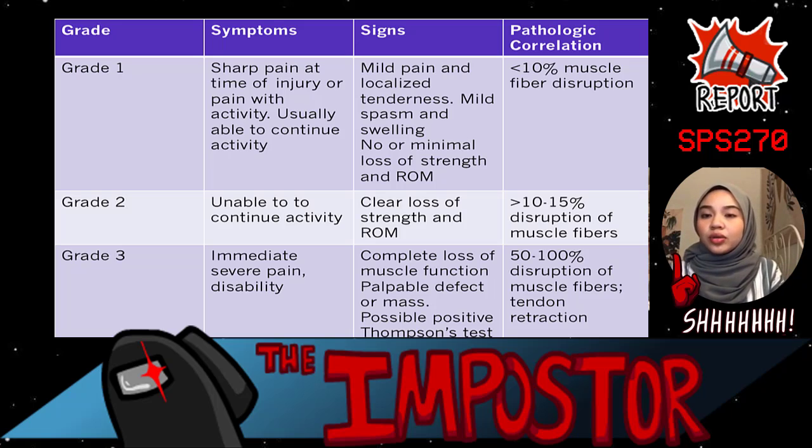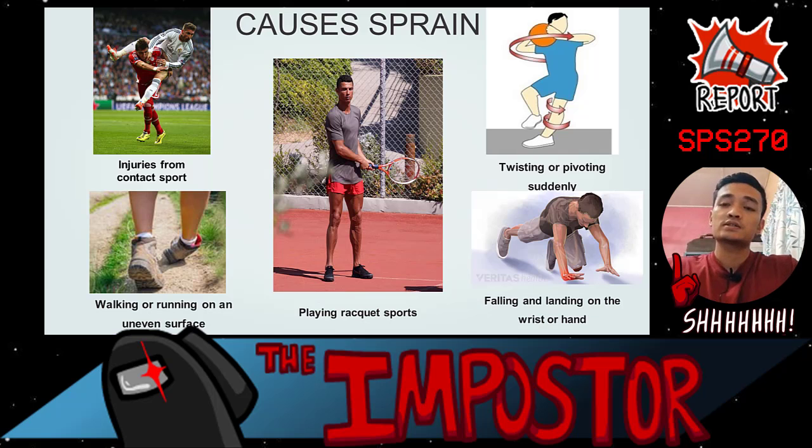For grade 2 strain, the patient is unable to do any activity, and the signs are clear loss of strength and range of motion. Lastly, for grade 3 strain, the patient has immediate severe pain and disability, and the signs are complete loss of muscle function, meaning the patient is unable to do anything and the muscle cannot be used.